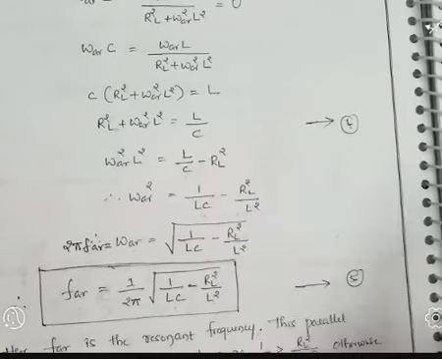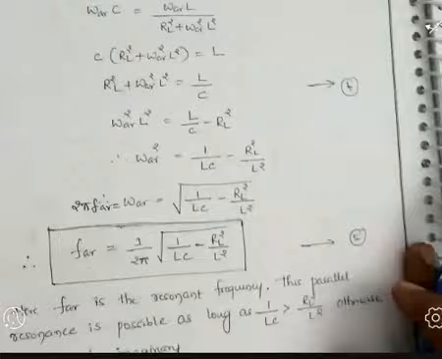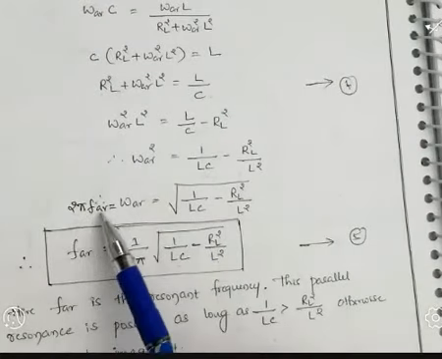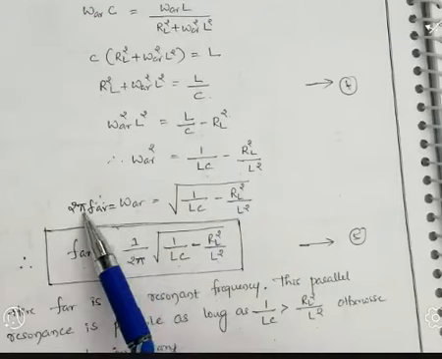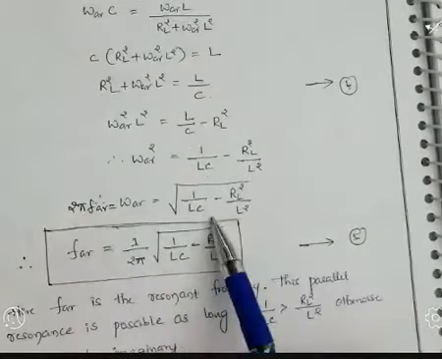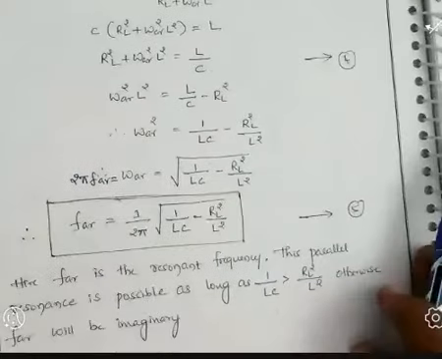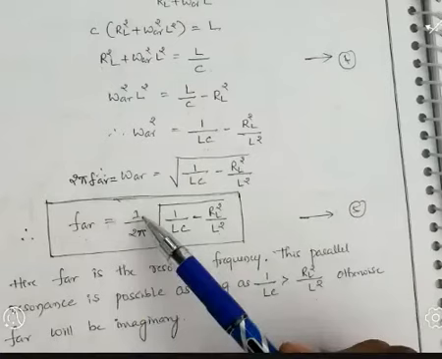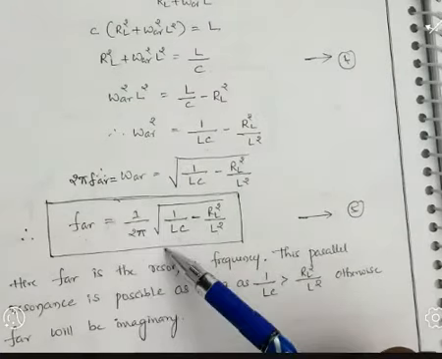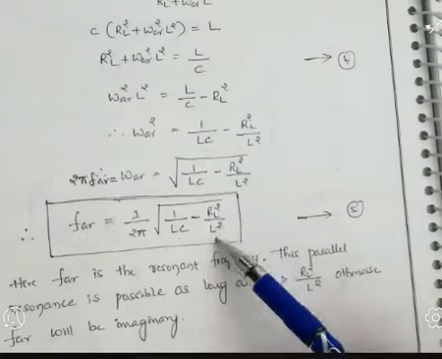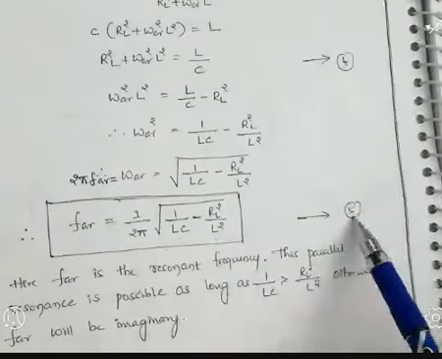We know that omega equals 2 pi f. Similarly, omega AR can be written as 2 pi FAR, the anti-resonant frequency. Except FAR, the remaining term, 2 pi, I will take towards the RHS. Hence, the resonant frequency FAR is written as 1 divided by 2 pi square root of 1 by LC minus RL square by L square, represented as equation number 5.